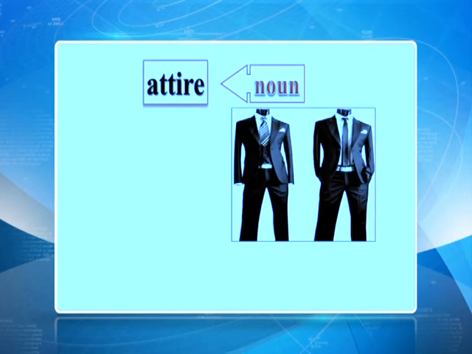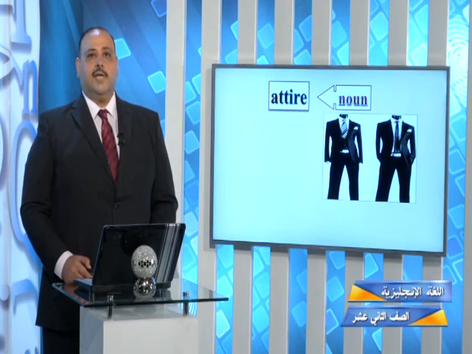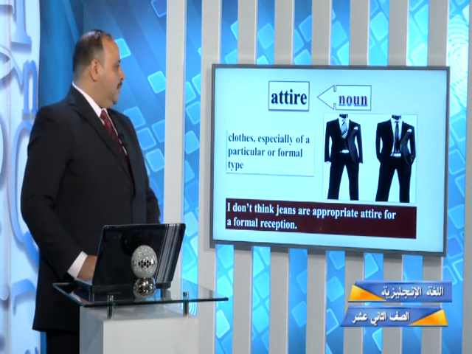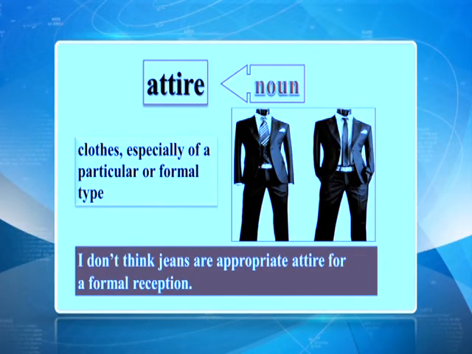Attire. Attire is a noun. Now, the picture can tell us that it's a kind of clothes, but we cannot say it's generally clothes. It refers to a particular type of clothes. Now, let's see what the definition is. Clothes, especially of a particular or formal type. I don't think jeans are appropriate attire for a formal reception. Let's move to another new word.